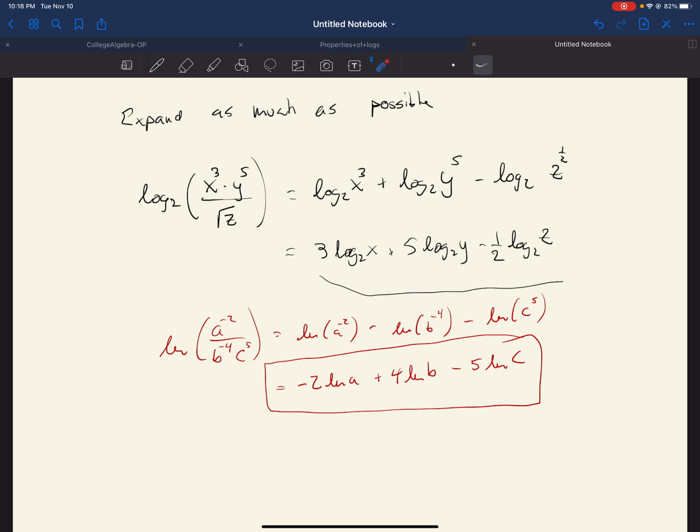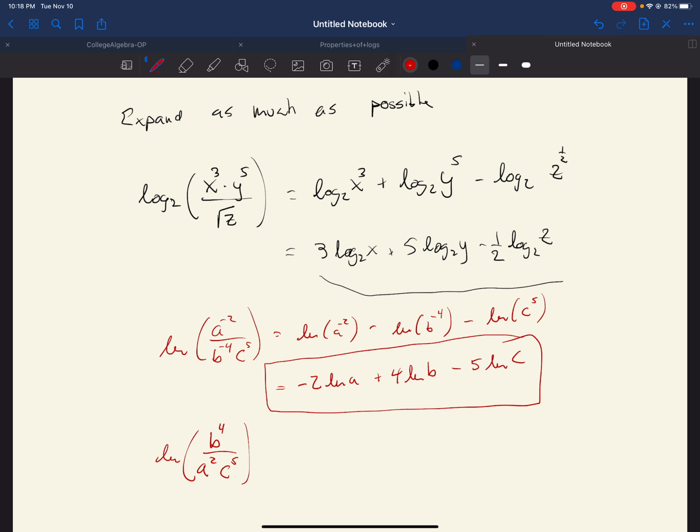You guys do know that negative powers in the numerator, negative exponents, become positive if you take them to the denominator. And negative exponents in the denominator become positive if you bring them to the numerator. So if I would have at first said, no, that b to the 4 can go up top, that a squared should be on bottom, and that c to the 5th can stay down.